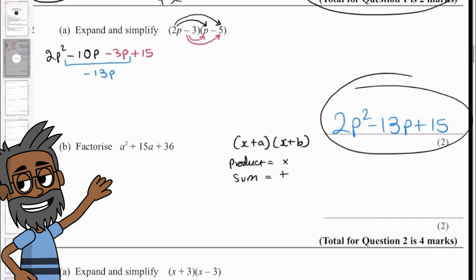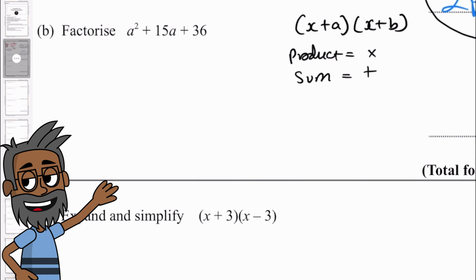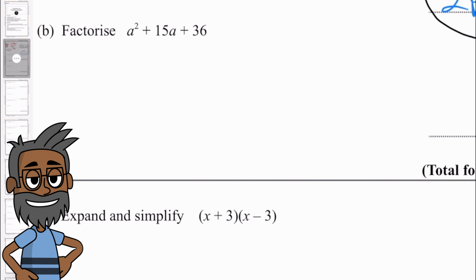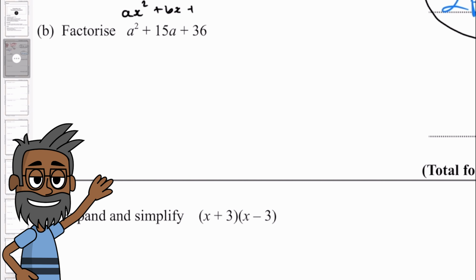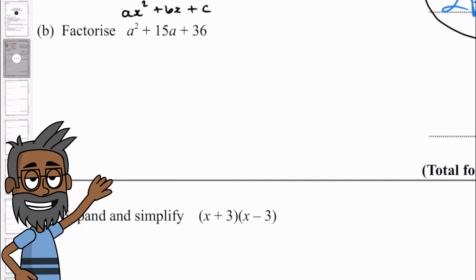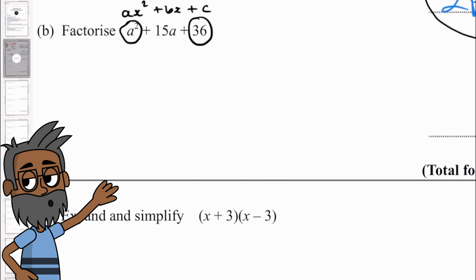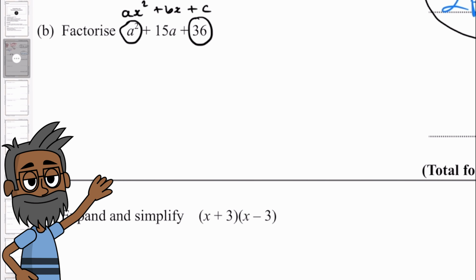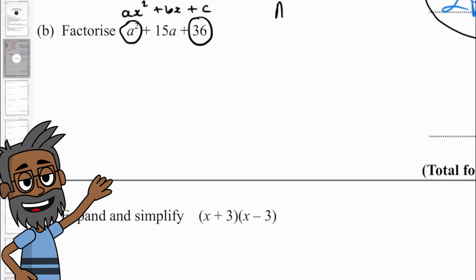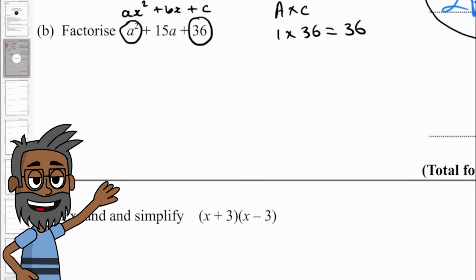And remember, there are a couple of different ways that we can do this. The first thing we need to do here is use the AC method. When you're working with quadratics, we're following the ax squared plus bx plus c formula. What we're going to do is multiply your a and your c value. As a hasn't got a coefficient, we're going to consider a to be 1. So that will be a times c: 1 times 36 gives us 36.